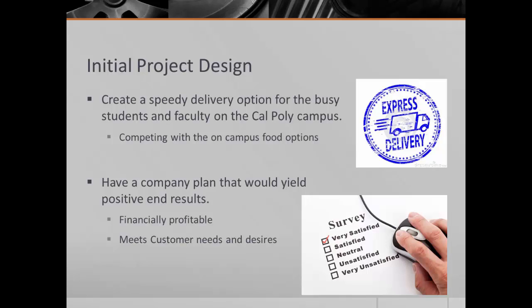Therefore, the initial design of my project needed to meet the needs of the Cal Poly students while also turning a profit. For this, I decided that partnering with downtown restaurants that can make food quickly would be the best way to compete with the speed of campus food. To turn a profit, there would be a delivery fee of $3.50 for every order.